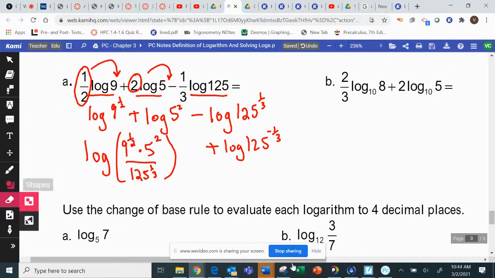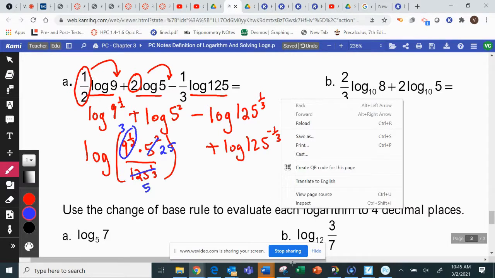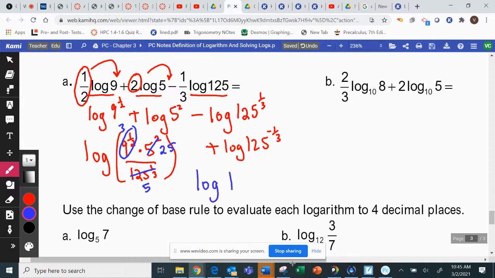Okay, and then it also says to simplify, so let's just reduce some of this stuff. Somebody yell out, what's 9 to the 1/2? 3, good. 5 squared. 25. 125 to the 1/3. 5. So I've got 3 times 25 divided by 5, which is 15. Did I do my math right? So log 15 is a lot simpler than that mess that was given to me originally.